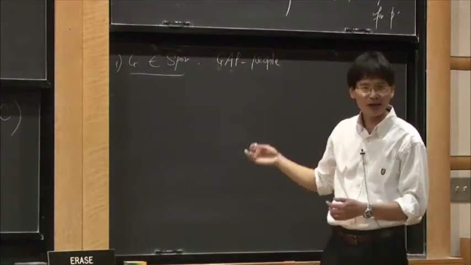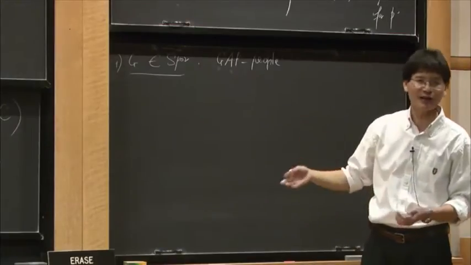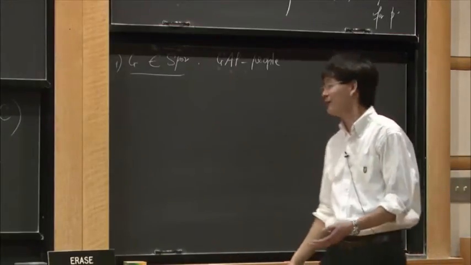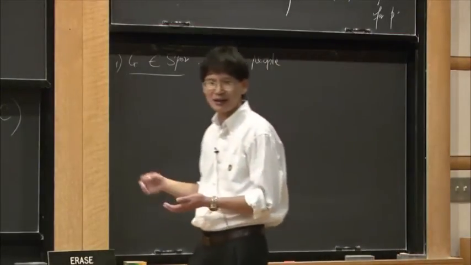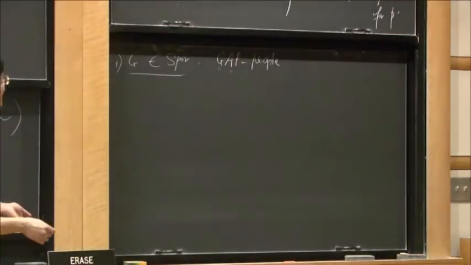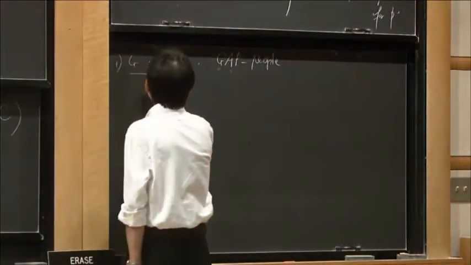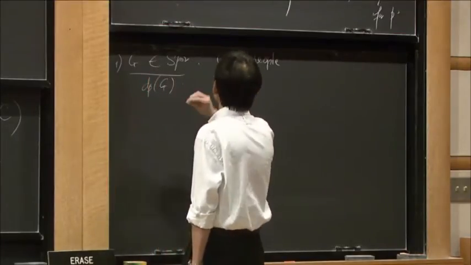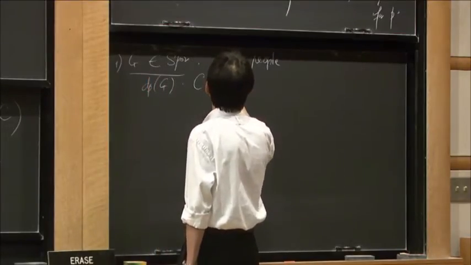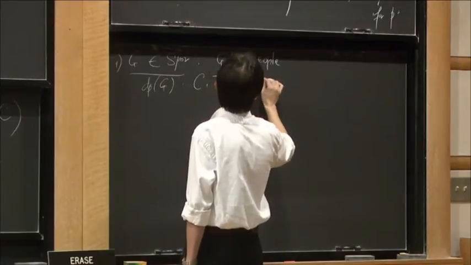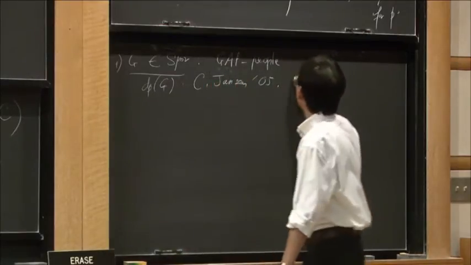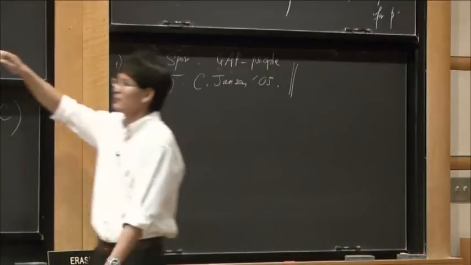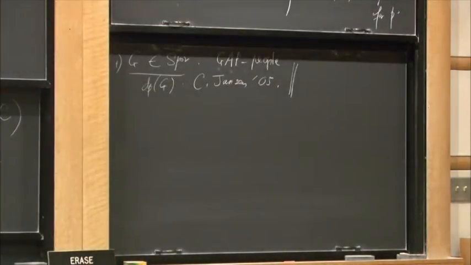So there's a computer package to do computation with groups, algebras, and so on, developed by people in Aachen and in St. Andrews. And for instance, if you want to look at the D sub P of G, then we know it, and this was done by Christoph Jansen in 2005.